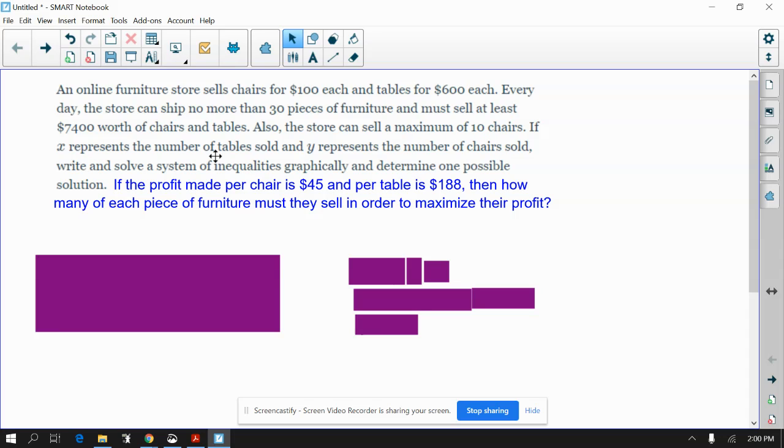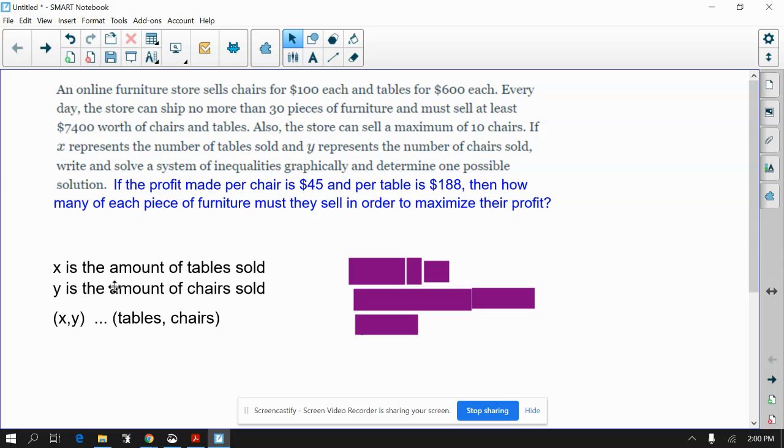X is going to represent the number of tables, not the profit, or not how much tables are sold for. We know that tables are sold for 600. The thing we don't know is how many tables there are. So X is the amount of tables, Y is the amount of chairs. Whenever I read that, I definitely write it down. You'll have to write it down too, because we've got one more midterm problem to solve, and it won't tell you explicitly what X and Y are. You'll have to identify that on your own. X is the amount of tables, Y is the amount of chairs. So as an ordered pair (x, y), that's tables, chairs.